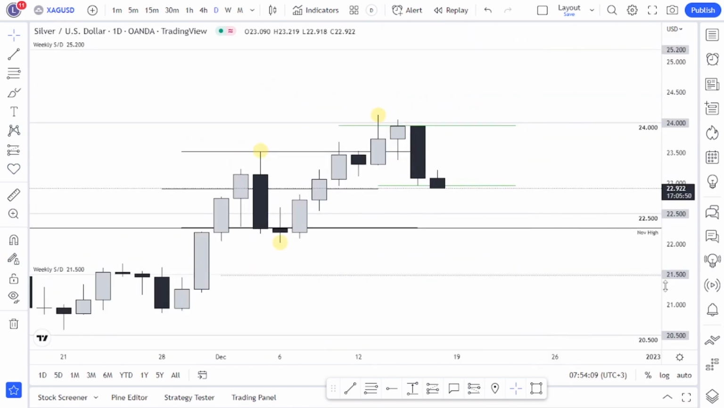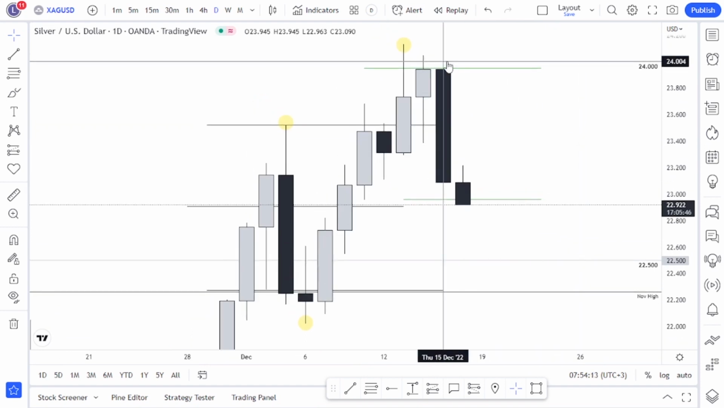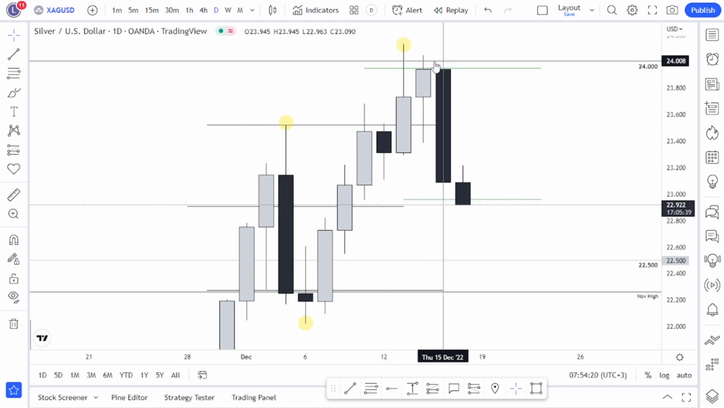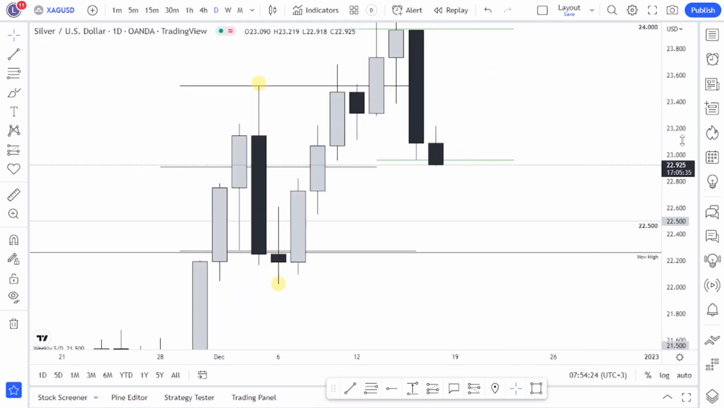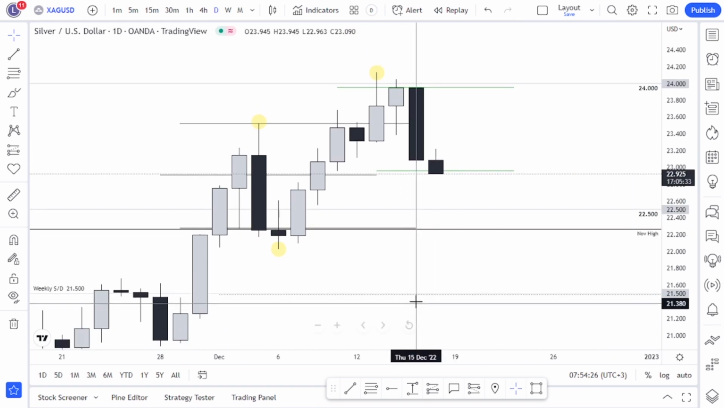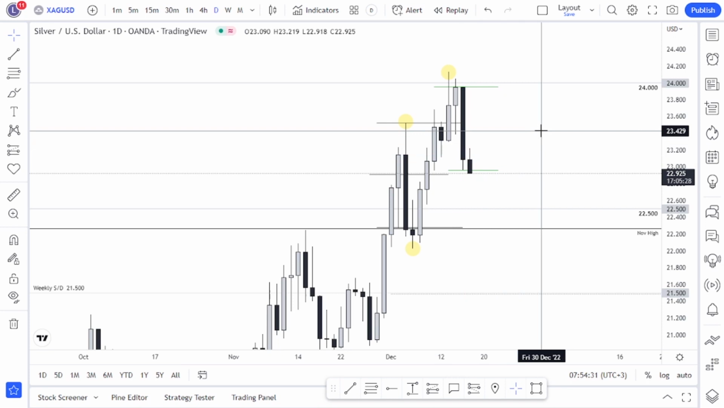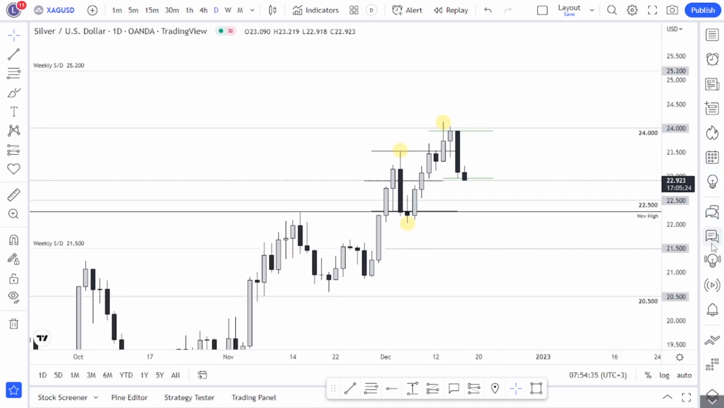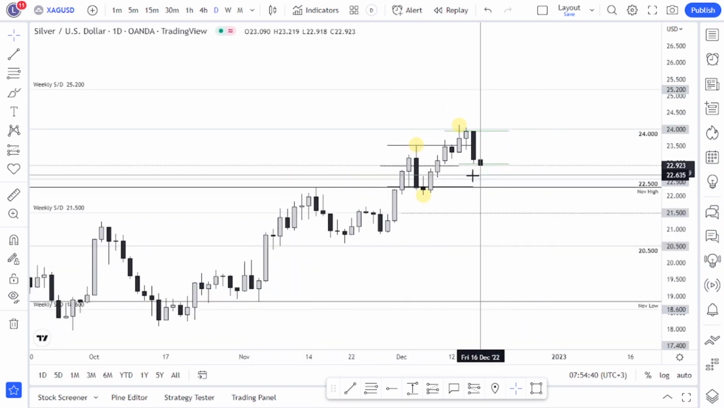Okay, so even when we see here more clearly on the daily, you can see price pushed up to this level, tried to trade above it but was unable to close above it, and then came and rejected it heavily. So on the daily, there's a lot of bearish momentum. And yeah, we may see a retracement since the market had not retraced for all this time.